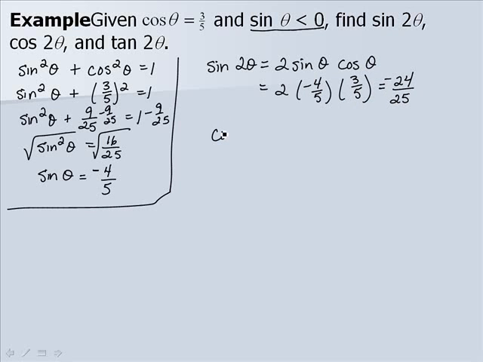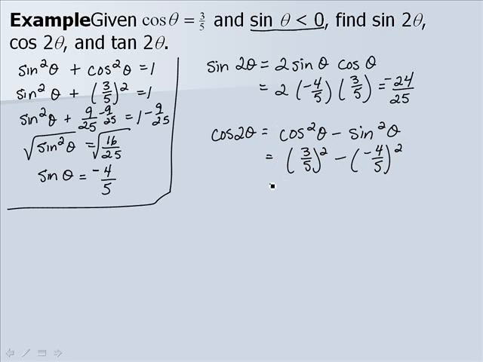Now let's find the cosine of 2 theta. We'll use the first one, we had 3 to choose from, the cosine squared of theta minus the sine squared of theta. So we have 3/5 squared minus negative 4/5 squared, or 9/25 minus 16/25. So we end up with negative 7/25.